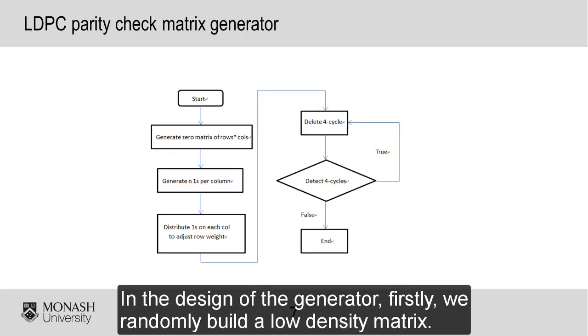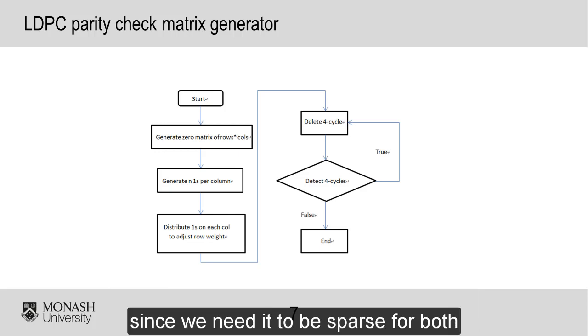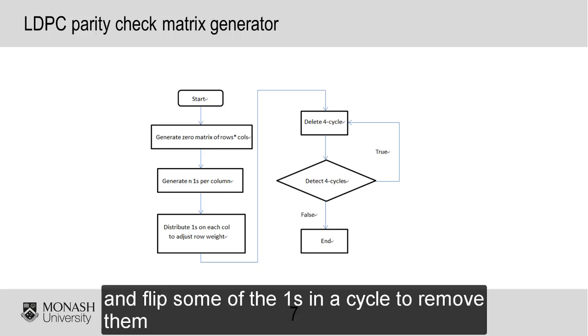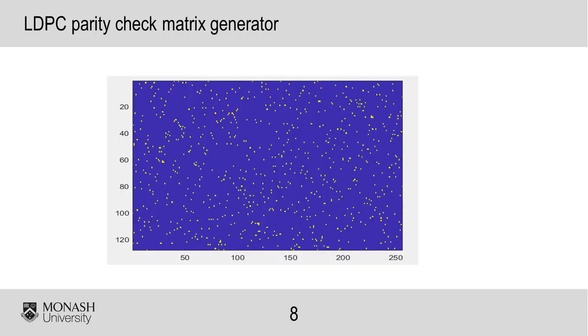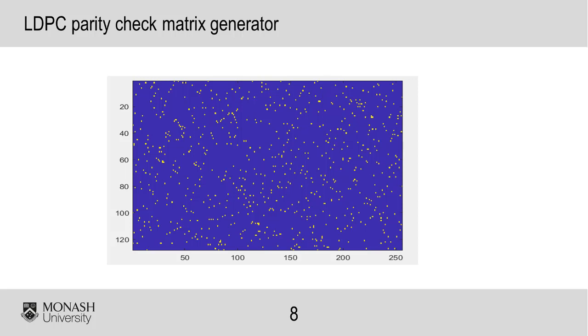The design of the generator. Firstly, we randomly built a low-density matrix. The processes of allocating ones for rows and columns are separated, since we need it to be sparse for both. Then we need a program to detect 4 cycles and flip some of the ones in a cycle to remove them. This is the output of the generator. It is very sparse and contains no 4 cycles.